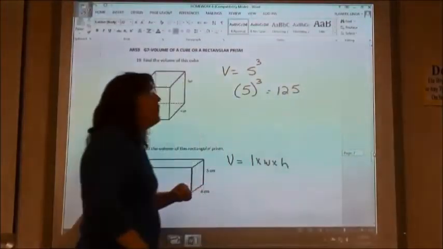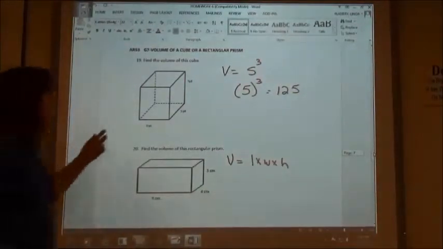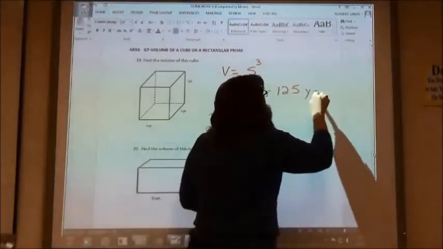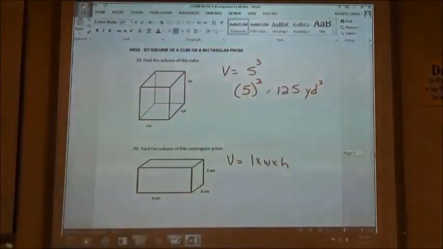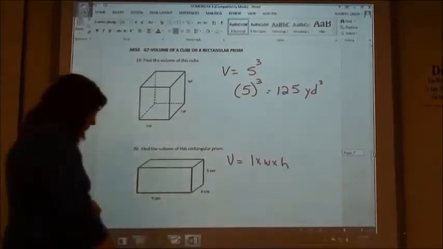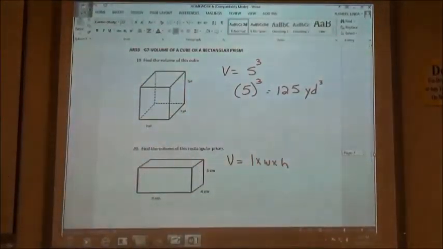And my label for volume is always in cubic units. So it'll be yards to the third power. You'll see a little 3 up there, yards cubed. How many cubes can I fill my box up with? So that's the answer, 125 yards, right? Yards to the third, yards cubed, yep.